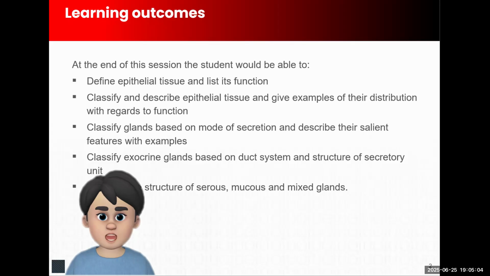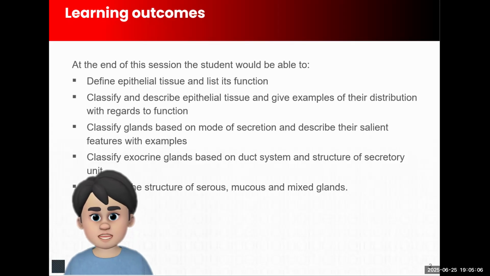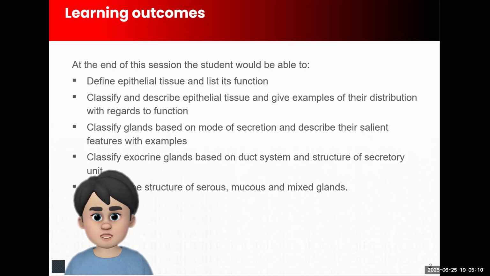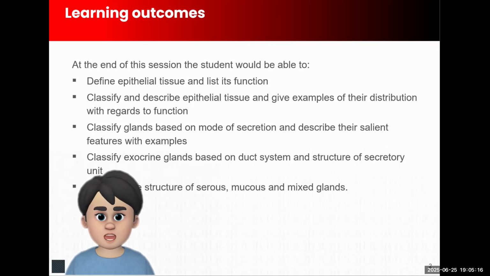Right. So next part. Classify and describe epithelial tissue and give examples of their distribution with regard to function. Classify gland based on mode of secretion and describe their salient features with examples. Classify exocrine gland based on duct system and structure of secretory unit. Describe the structure of serous, mucous, and mixed gland. So don't worry, this is one of the easiest things.